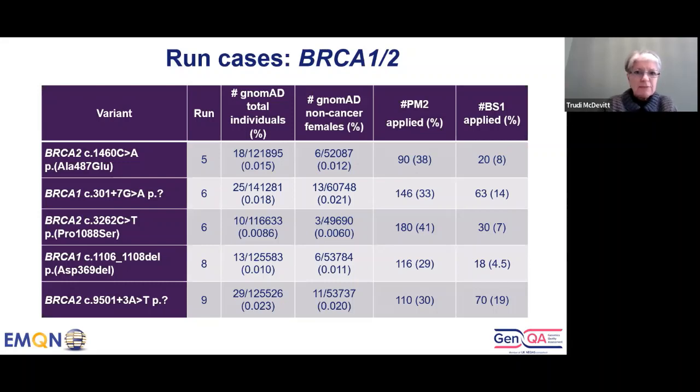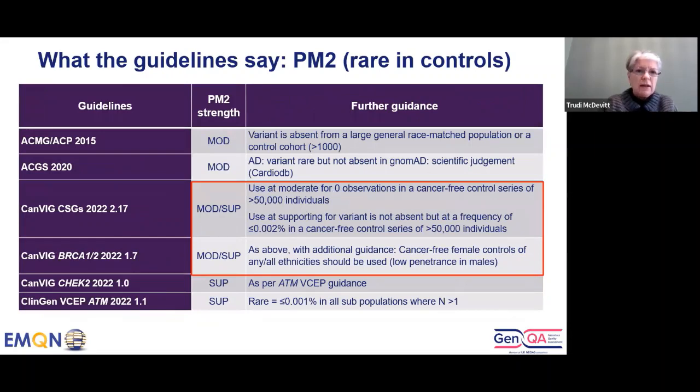So next slide, please. What do the guidelines say about PM2? The original ACMG guidelines say that PM2 can be used at a moderate level if the variant is absent from large general race-matched population. The ACGS 2020 guidelines say that it can be used at moderate if it's absent, but also if it's rare in gnomAD, by using scientific judgment and the CardioDB tool to help with this.